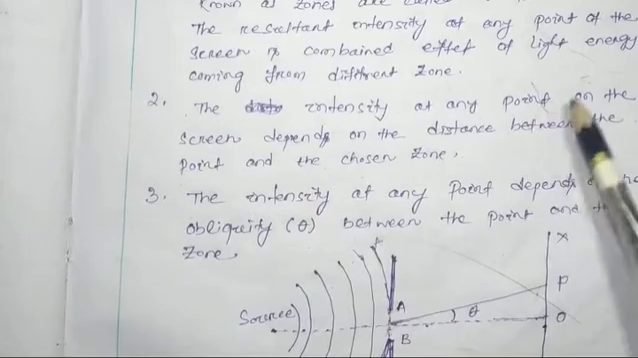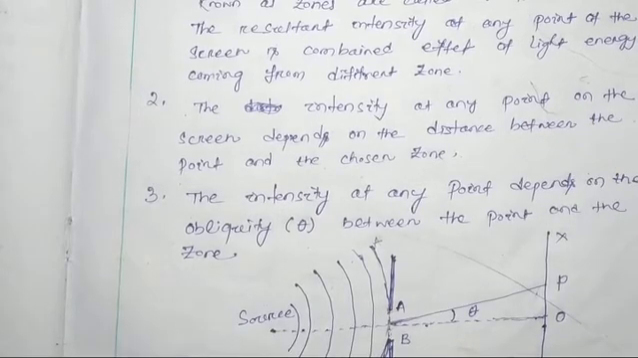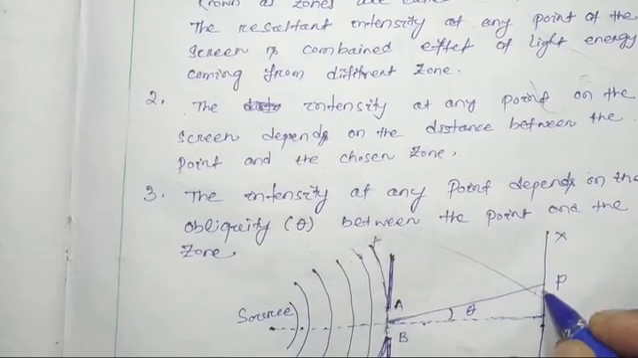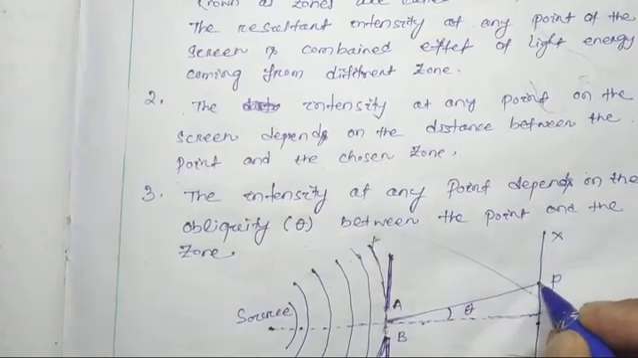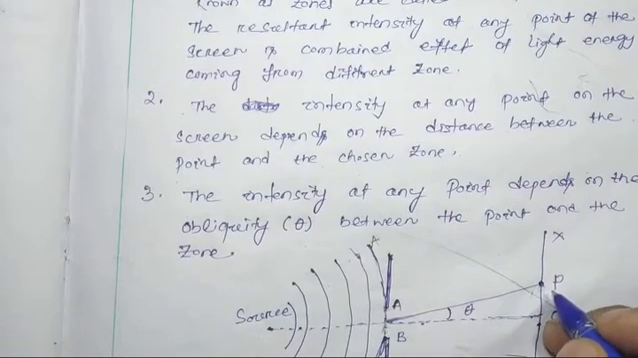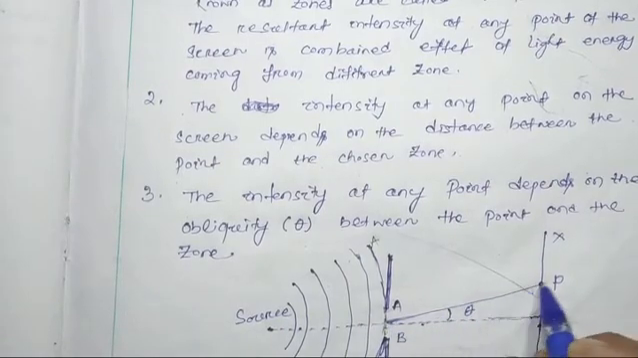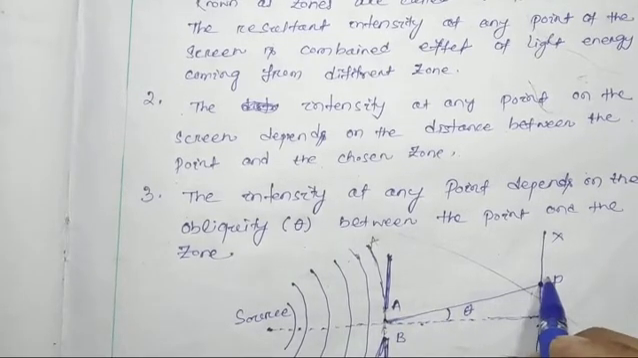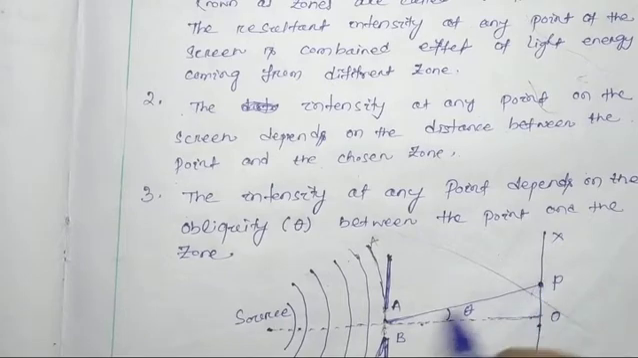The intensity at a point on the screen depends on the distance between the point and the chosen zone. So suppose at the point P, if you want to find out the diffraction intensity, then what will be the distance? That means from here, suppose this is the zone or the point or the secondary source we have considered, from this to this, what is the distance? The intensity also depends upon this.